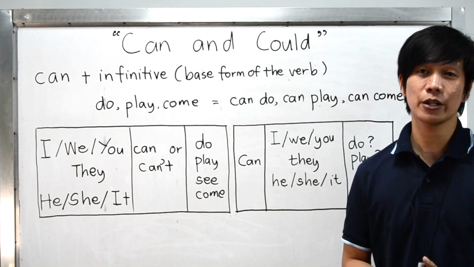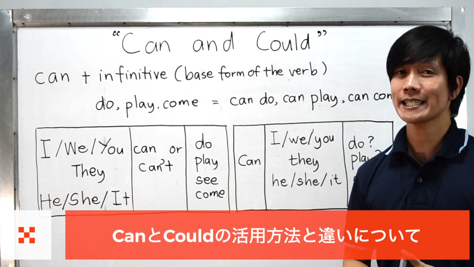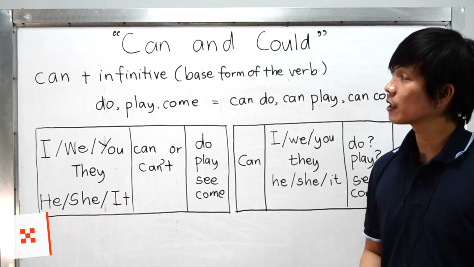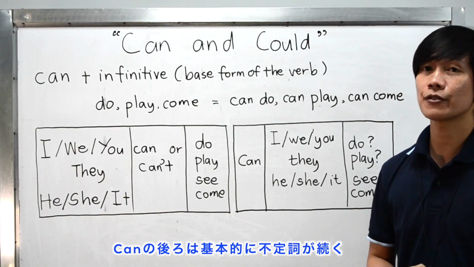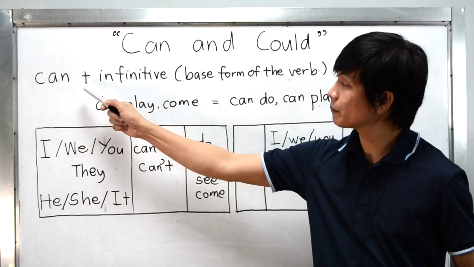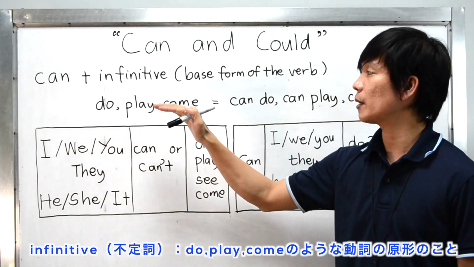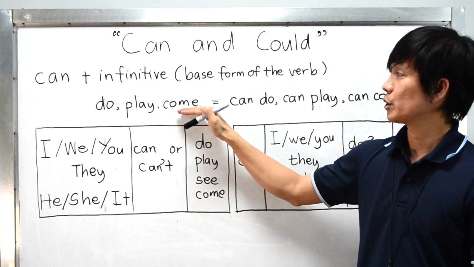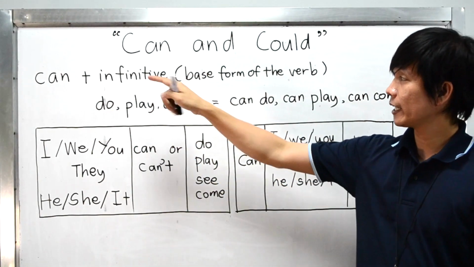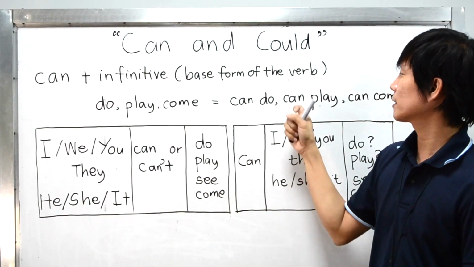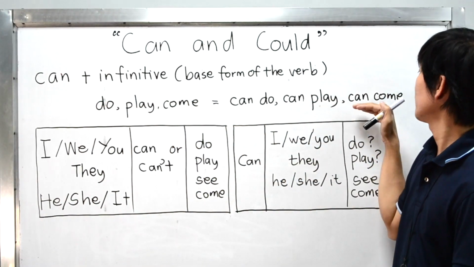So in this video, we are going to tackle can and could. Basically, can plus the infinitive or the base form of the verb. So we can have can plus infinitive. Examples of infinitives are do, play, come. So can plus do equals can do. Can plus play equals can play. And can plus come equals can come.